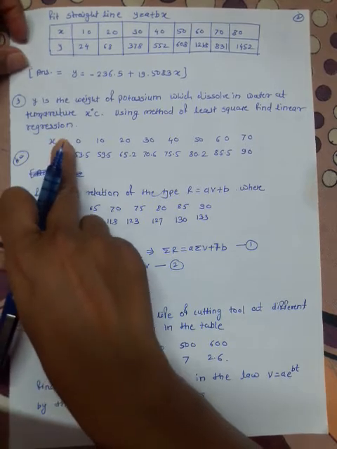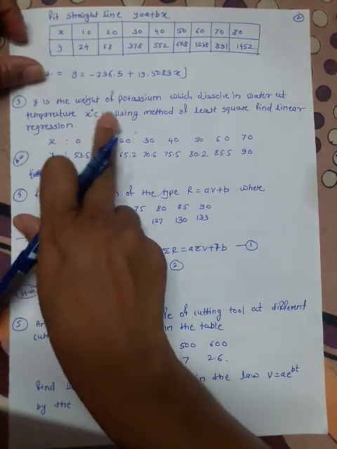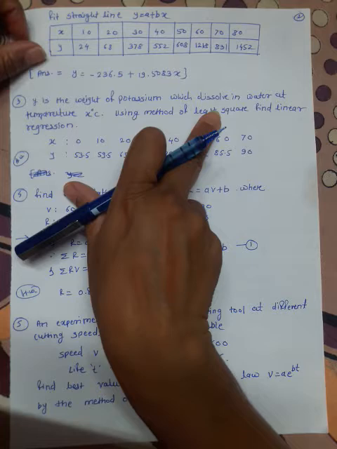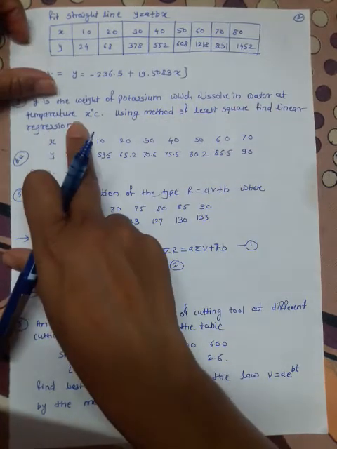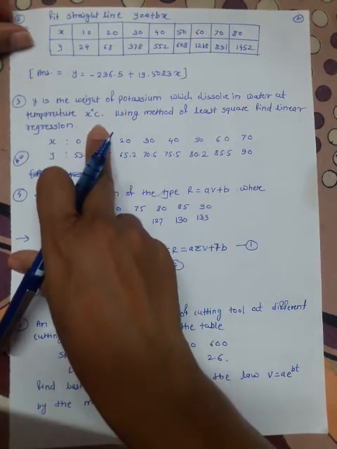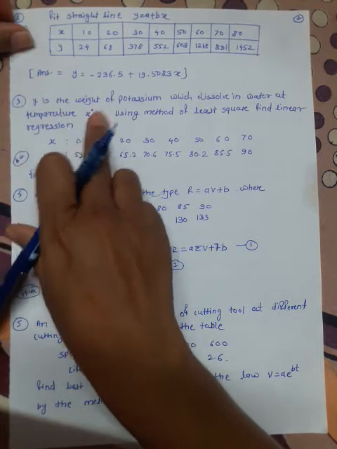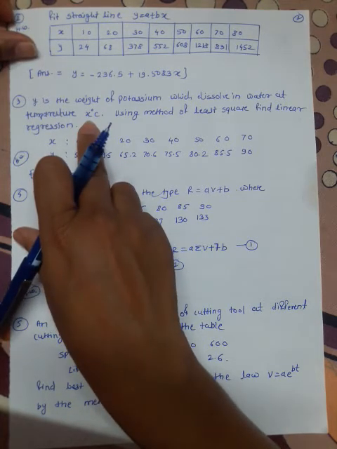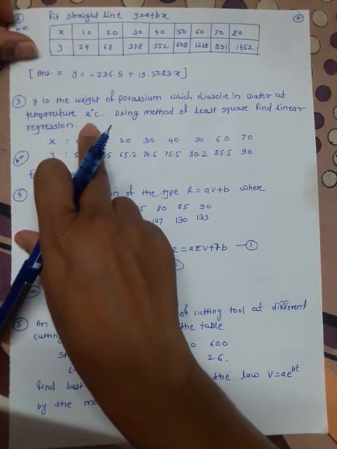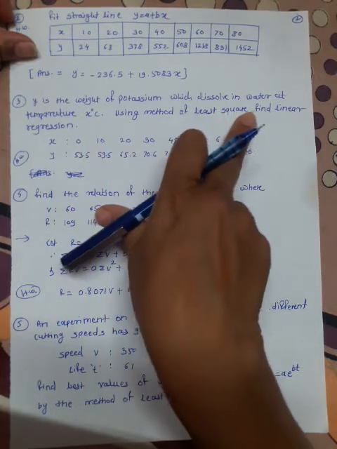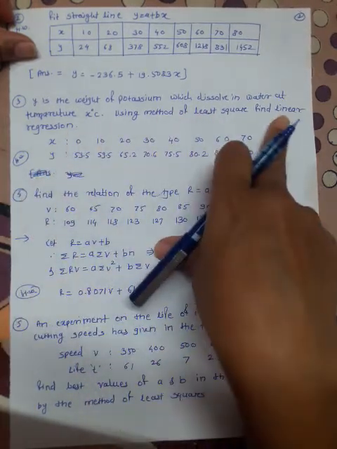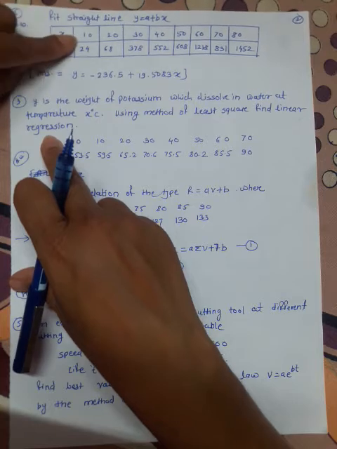This is given in the word form. Y is the weight of the potassium which dissolves in water at a particular temperature x degree centigrade. Okay, y is the weight, and x is the temperature in degree Celsius. Using method of least squares, find the linear regression. Linear regression means fitting of a straight line.